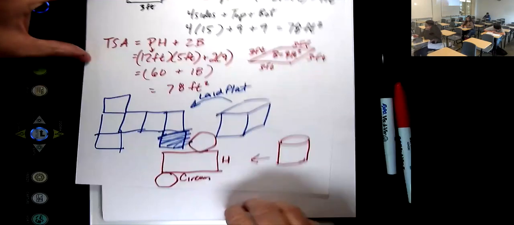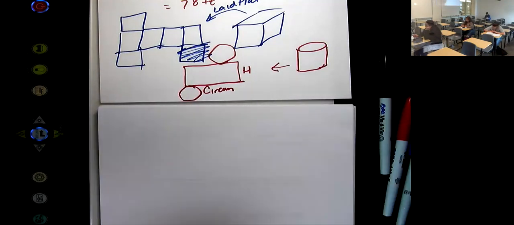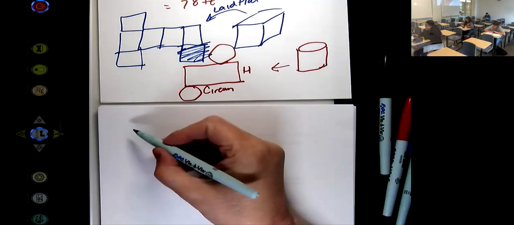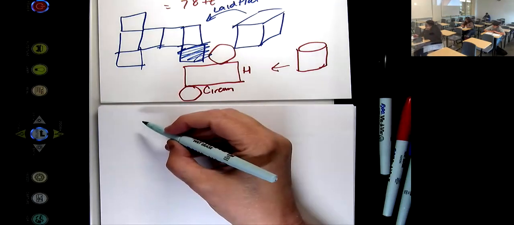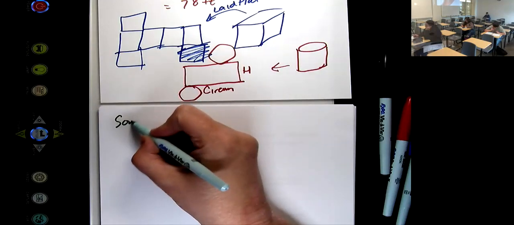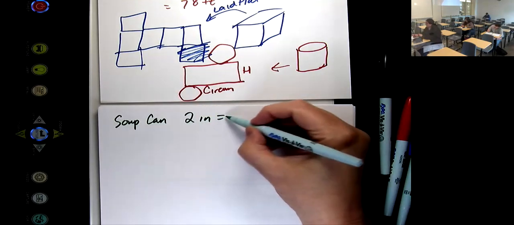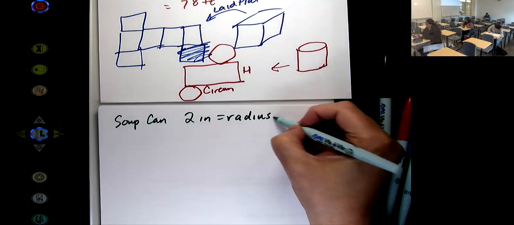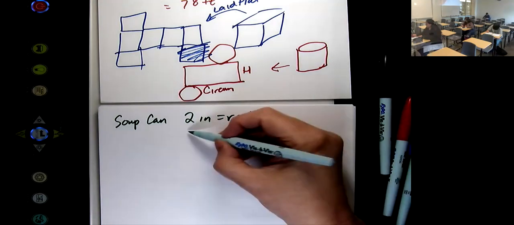Let's look at doing a cylinder. Let's say a soup can, maybe a 2-inch radius. I'm guessing. Do not go home and measure this and go, no, that's not it, Mr. Jones. I will tell you to kiss my ass. Soup can is 2-inch radius, maybe 4 inches tall.